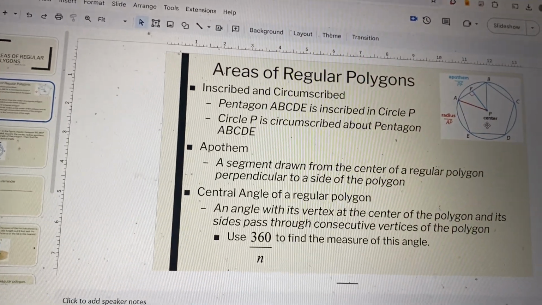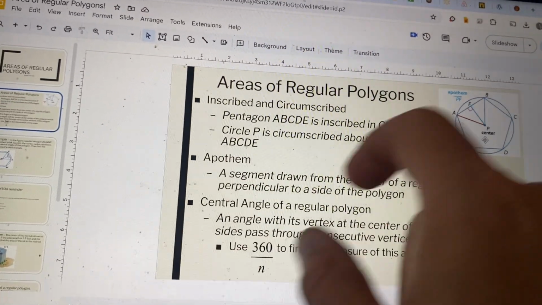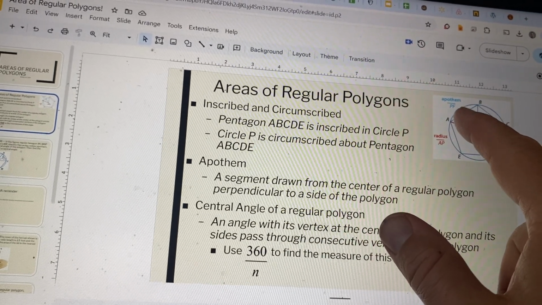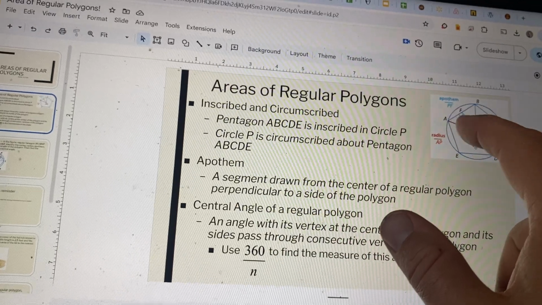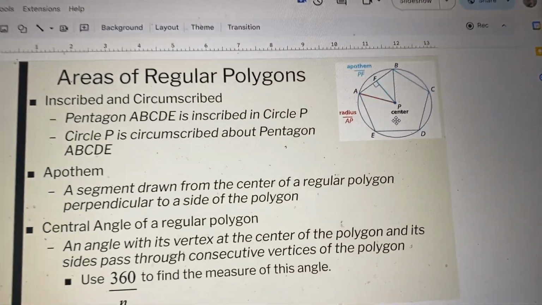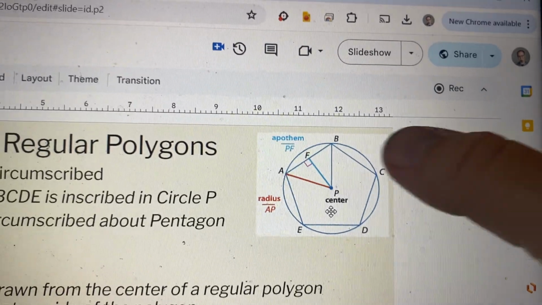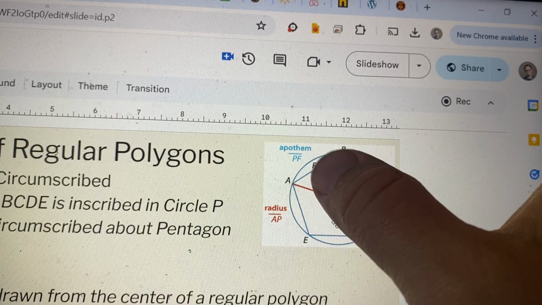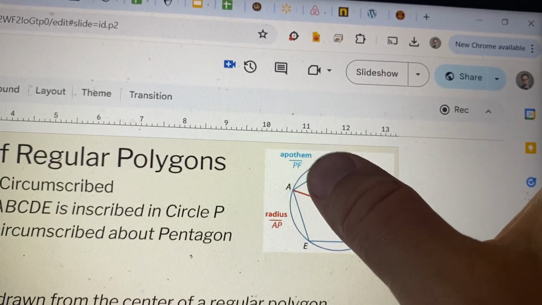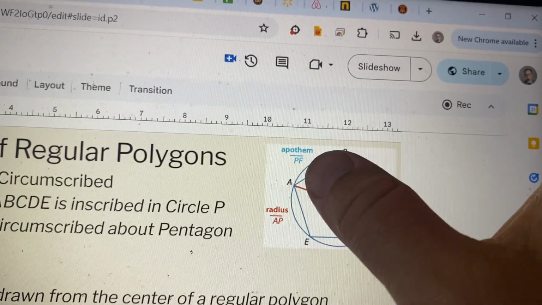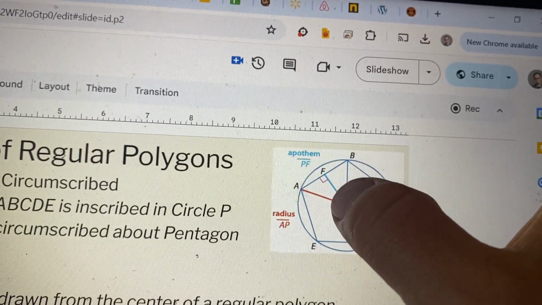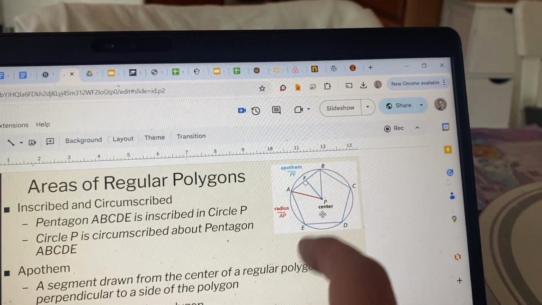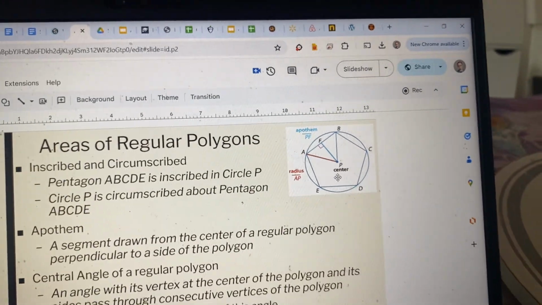Then we have the apothem. The apothem runs like this. It goes from the center to the middle of a side at a 90-degree angle. If this looks familiar, that's because it's basically like the altitude of a triangle, except you're probably going to have to use trigonometry to find that apothem if they don't give it to you. It's the segment drawn from the center, perpendicular to the side of the polygon, and then the central angle.